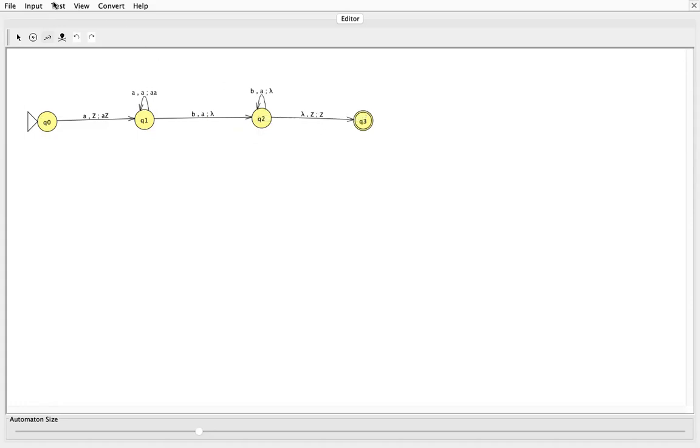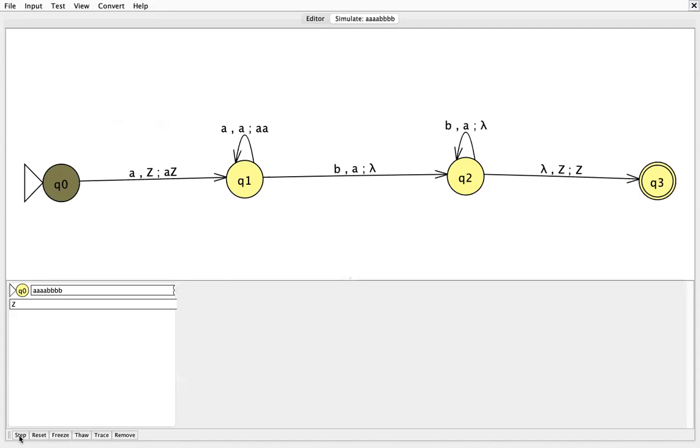Now we will try to run this simulation. I will go to Input, choose Step with Closure, and put my first input. Let's say A and B, 4 A's and 4 B's, and I click OK.